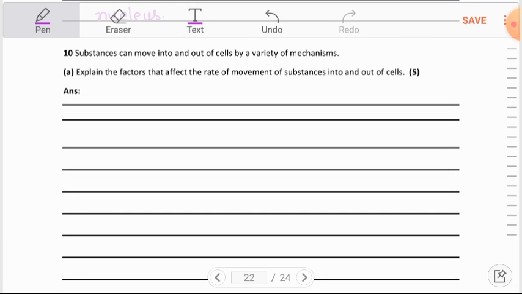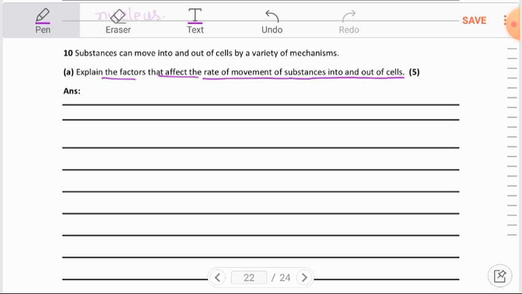Substances can move into and out of cells by a variety of mechanisms. Explain the factors that affect the rate of movement of substances into and out of cells. So we know that movement of particles would obviously be related to temperature, because an increase in temperature increases the kinetic energy, which means that the particles will move faster. And an increase in concentration gradient will also increase the rate of movement of particles across the cell membrane. Also, most of the particles move across the cell membrane by diffusion. So if you increase the surface area to volume ratio or decrease the distance, then the rate of diffusion would also increase.